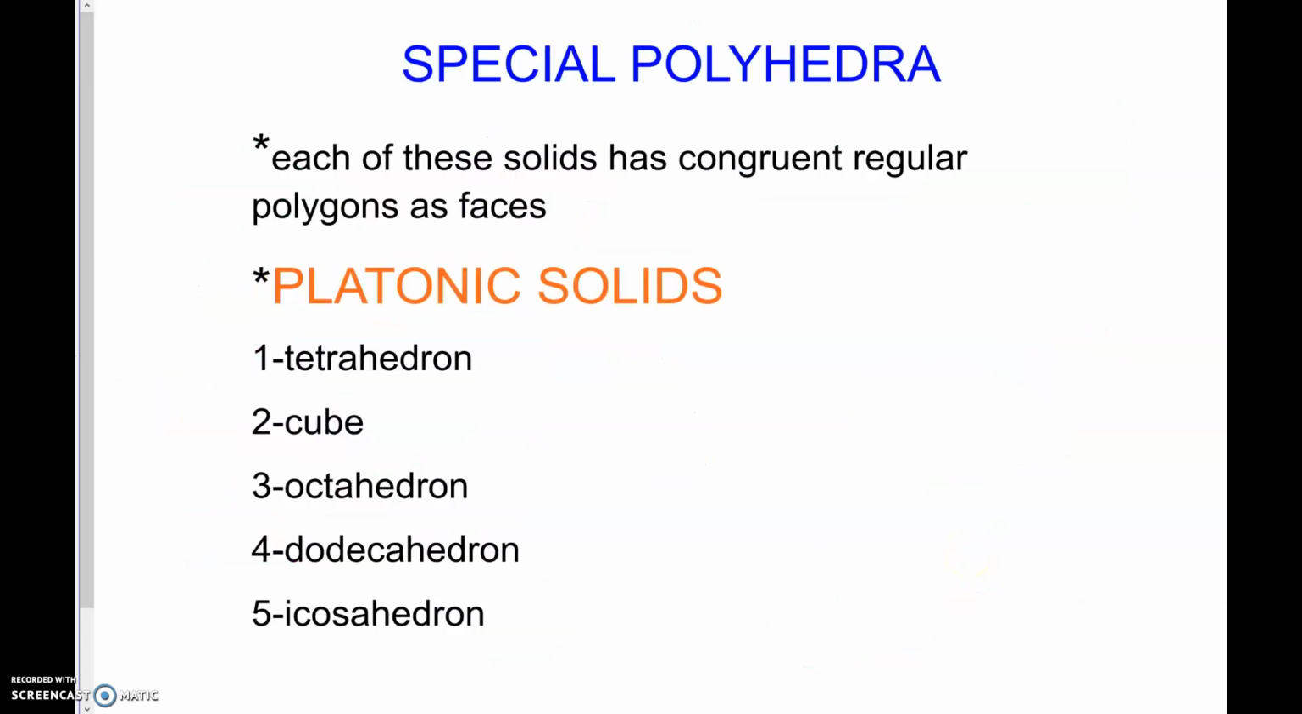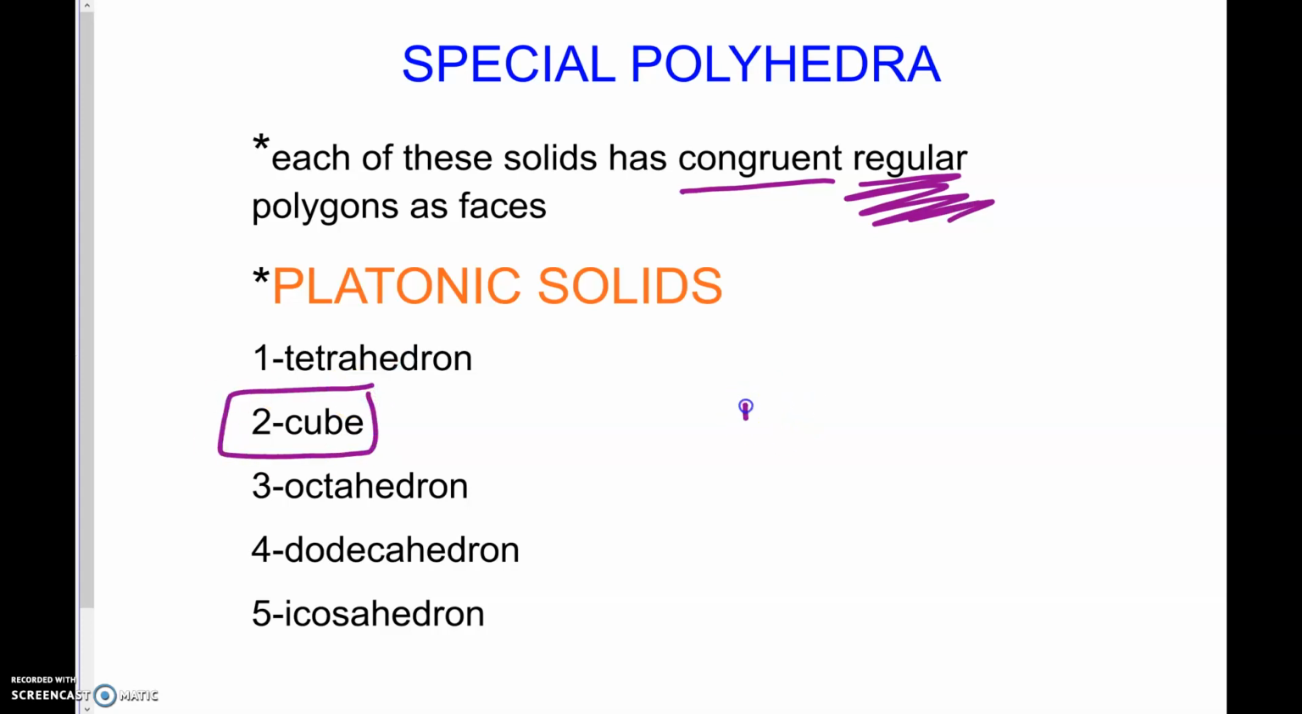All right, there are some special polyhedra that we can talk about. What makes them special is that each one of these solids has congruent, regular faces. So some of the platonic solids that we have, the most basic one is a cube.